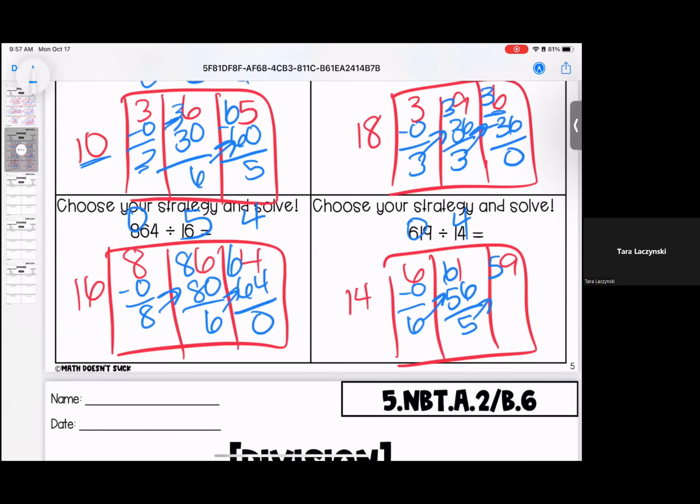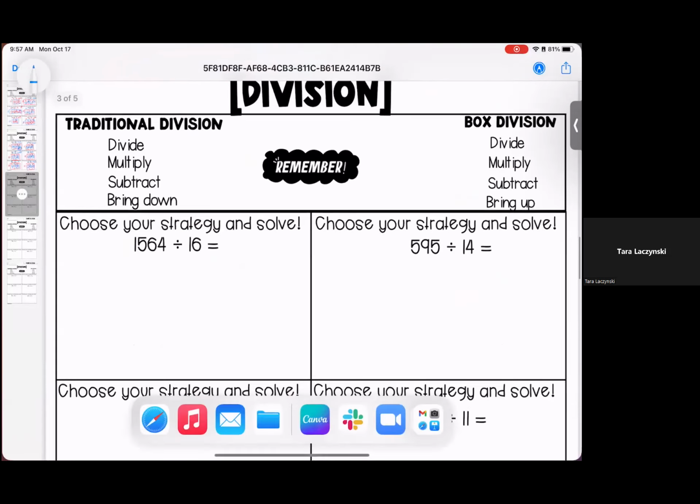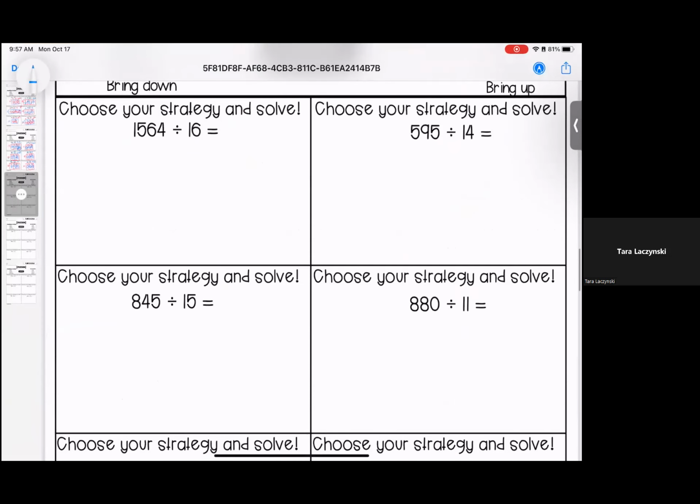14 is also going to go into 59 4 times, which is going to leave me with a remainder of 3. That is the end of page 2. If that's all you've gotten to so far, please stop. If you are ready for the next set, hang tight, because here we go.